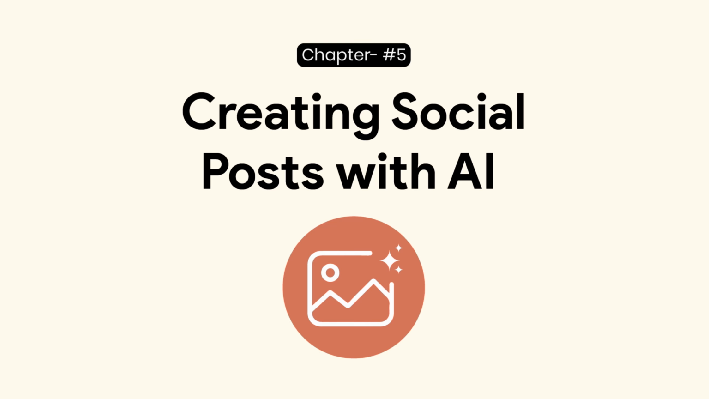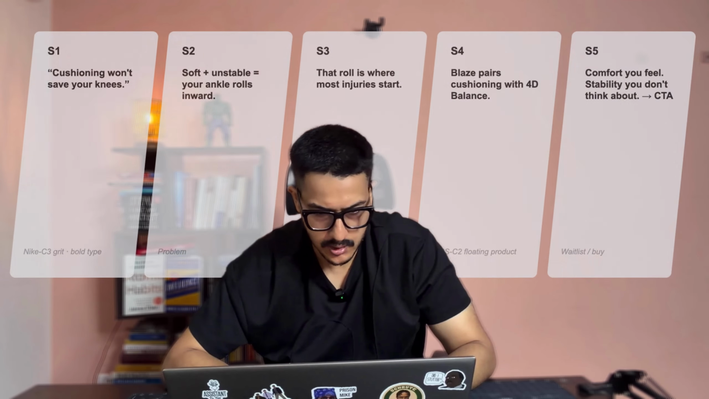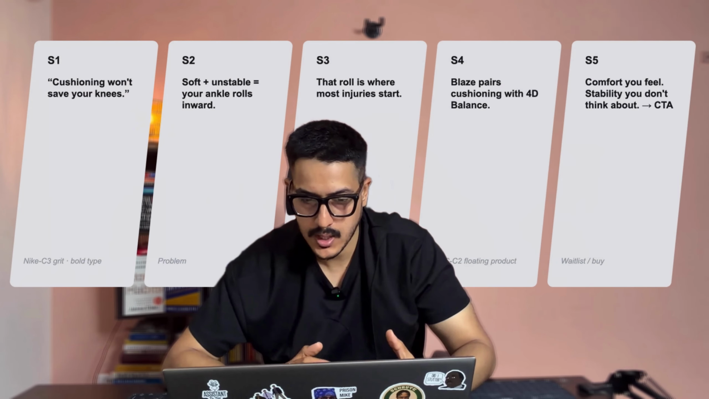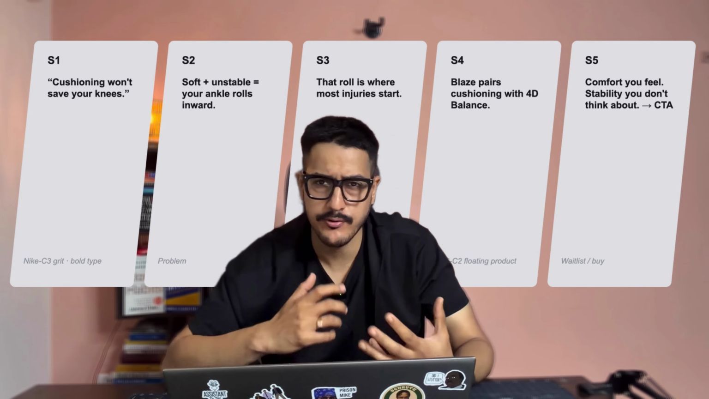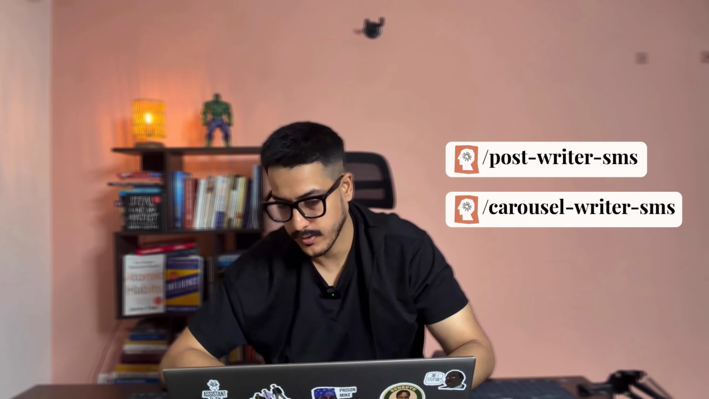Let's start building different assets now. The next part is about creating these social assets, both in written and in design. So I really liked this carousel, which was about cushioning won't save your knees, a soft shoe is not the best for you. Let's refine this idea further and first write the copy for it. Again, I've got two more skills for you. One is called post writer SMS and one is called carousel writer SMS. And now this is my prompt to it.